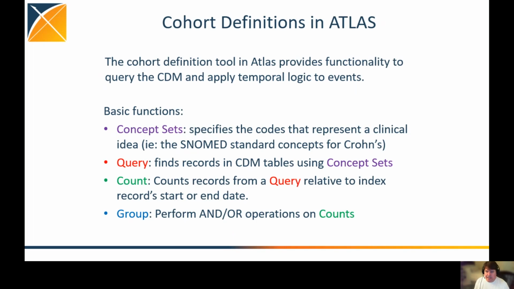So the cohort definition tool in Atlas provides the functionality to query the CDM and apply temporal logic to the events. Basic functions are concept sets, which specify the codes that represent a clinical idea; a query to find records in the CDM tables using concept sets; count, which counts the records from a query relative to an index record's start or end date; and groups, which perform and/or operations on counts.